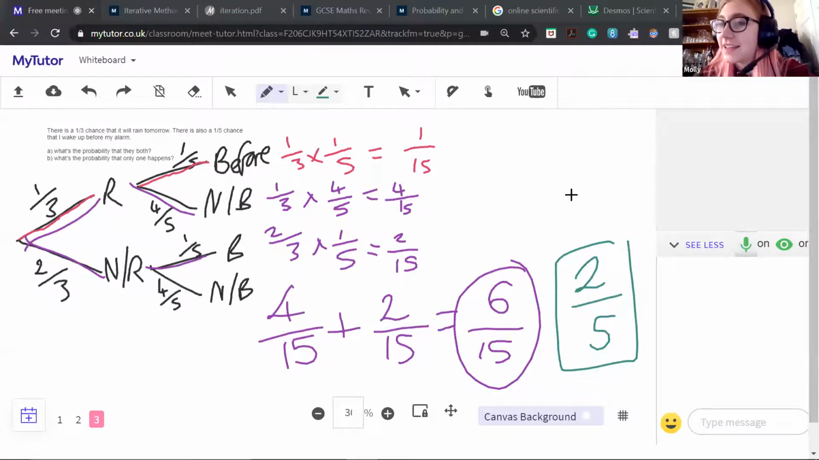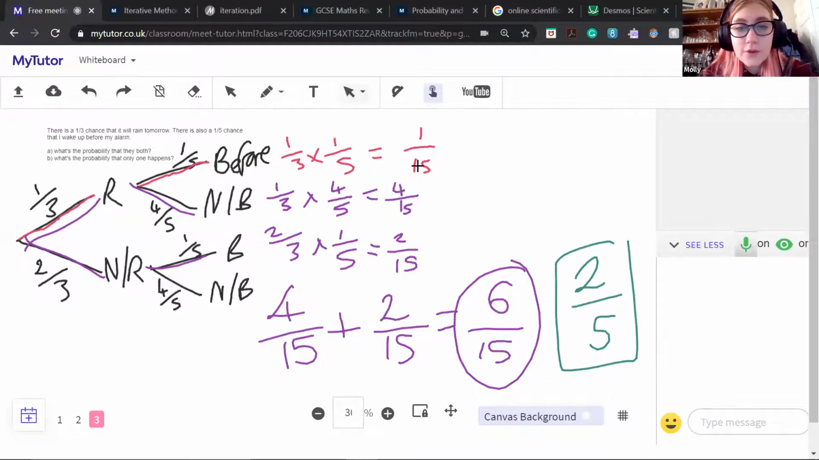So hopefully that makes sense. And all of these probabilities will add up to 1. So our 1/15, 4/15, 2/15, without even multiplying, we know that this is going to be 8/15 because they all have to add up to 1 because something's going to happen.